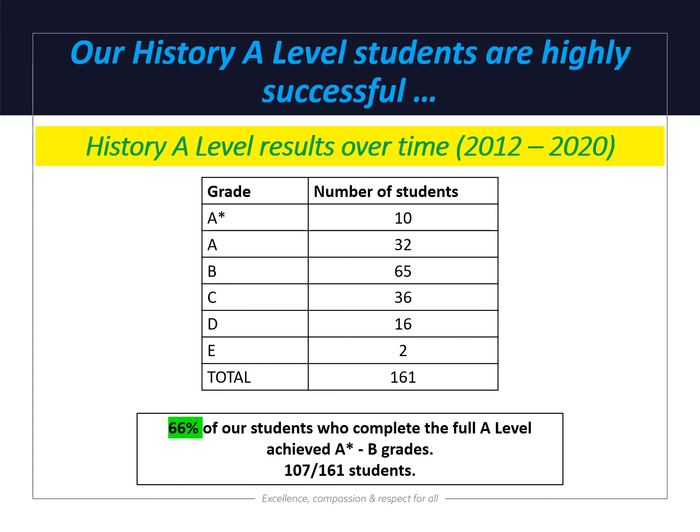This chart here illustrates the success of our students over a number of years, and what you can learn from this is that two thirds of our students who go through and complete the full A-level over the last nine years have achieved at least a B grade. In everybody's mind, that is a good grade for A-level, at least a B grade by the end of the course.